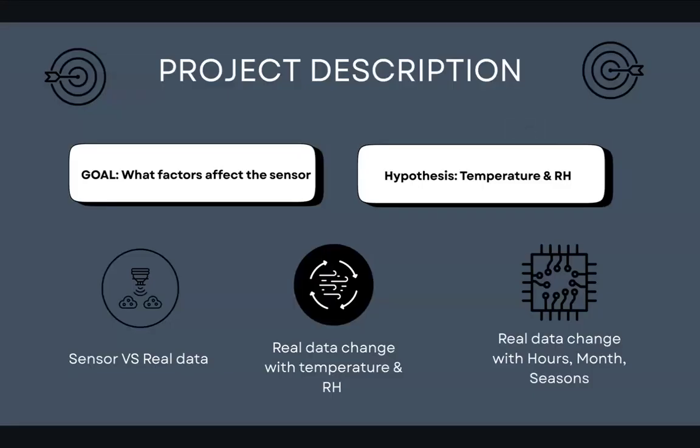Our project is about air quality, an important factor that affects well-being. The pollution data is measured by sensors, but is the data accurate? And what can affect the accuracy of the measurement? We think it might relate to temperature and humidity.